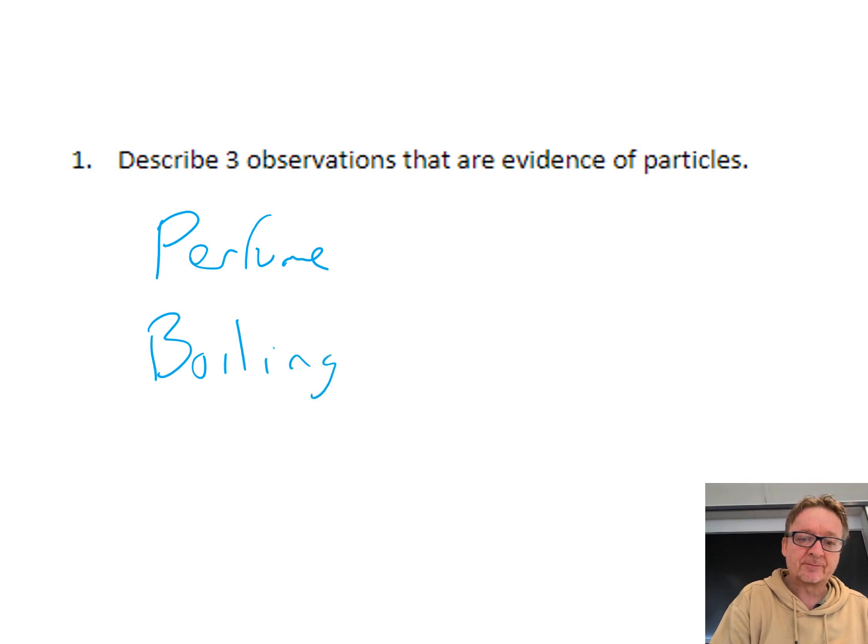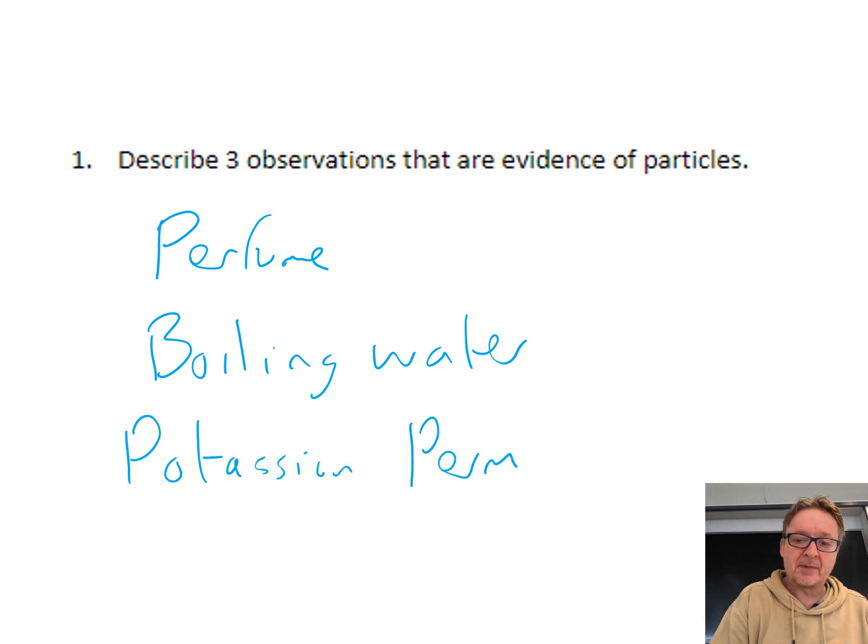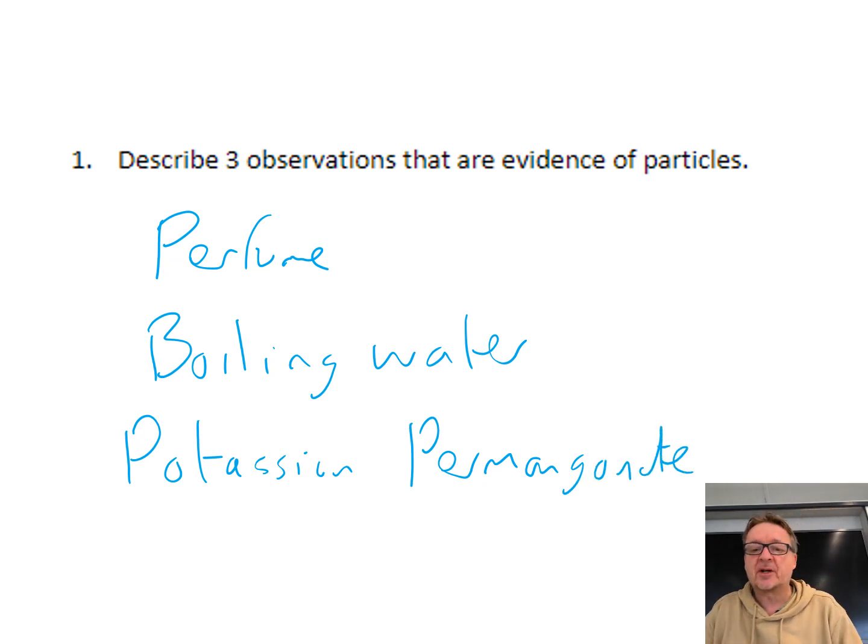Boiling water, and a substance called potassium permanganate. Boiling water shows particles moving, and potassium permanganate is like a little crystal that goes in the bottom of something, and what they do is they also gradually move around.